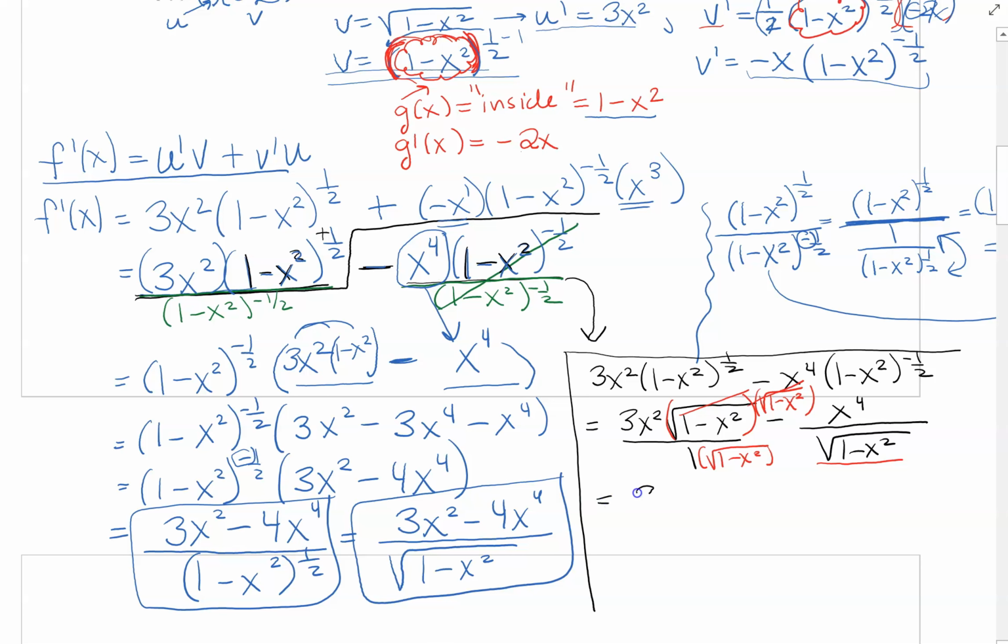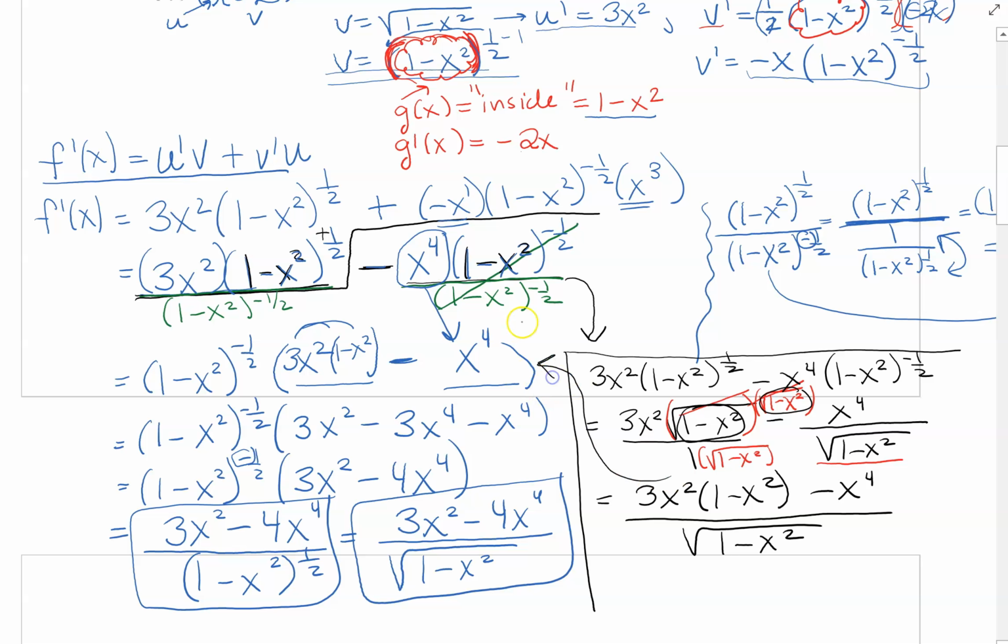And so then I'd be left with 3x squared times the thing that was inside, 1 minus x squared, minus x to the 4th, all over the square root of 1 minus x squared. And then you can maybe recognize that's the same as this part right here. And then we can do some simplifying like we had done before.